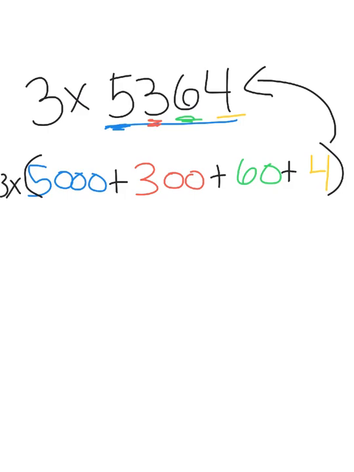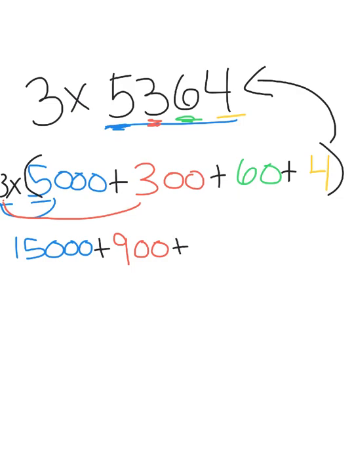We are going to start with the largest place. So first we are going to multiply 3 times 5,000. Use your basic fact, 3 times 5 is 15. And then we're just going to add on the zeros, and we have 3 zeros. Next we are going to do 3 times 300. And 3 times 3 is 9, and then add on your 2 zeros.